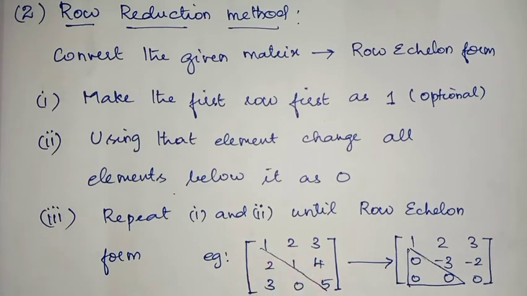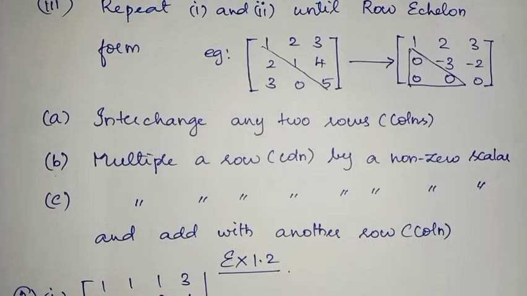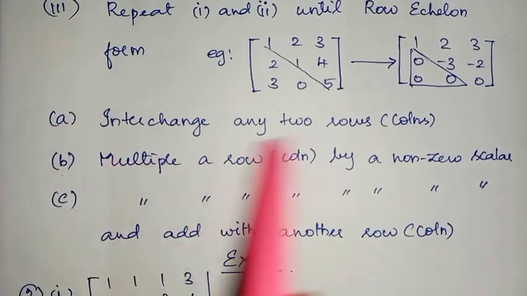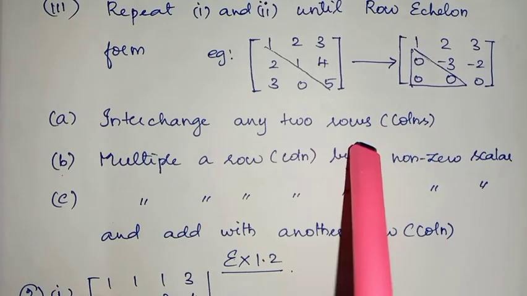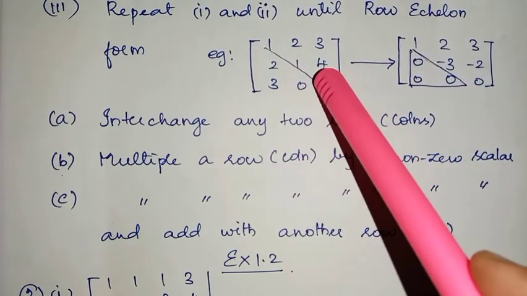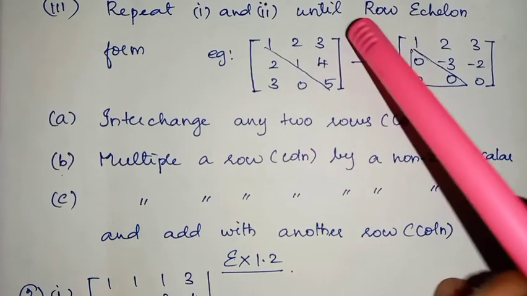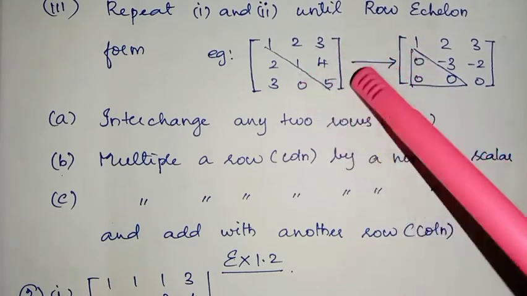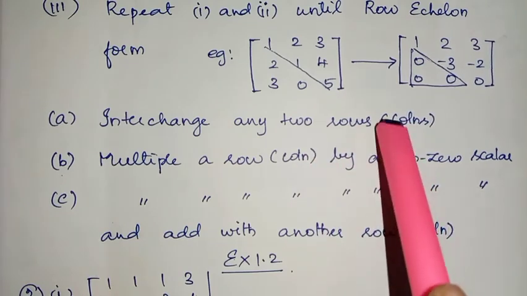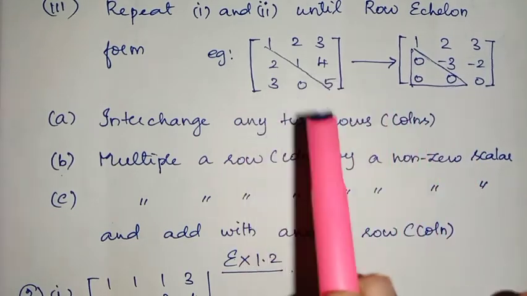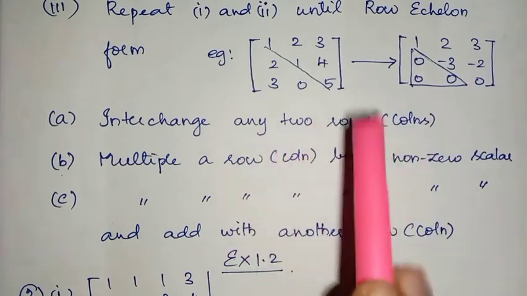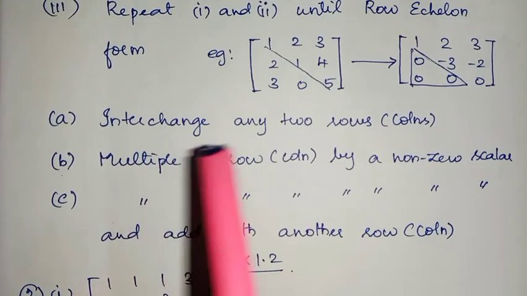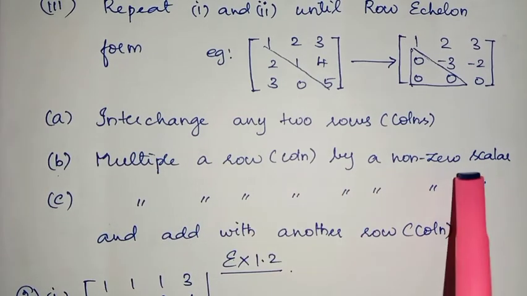So to make this 0, what should be done? To make it 0, these three operations can be used. The first is to interchange any two rows or columns. That means you can interchange the first row with the second row, or the second row with the third row, or the first row with the third row. Like that you can interchange any two rows or columns, but usually try to do it with the rows itself. Even if you do it with columns, it doesn't matter, but my advice is always to go with rows.